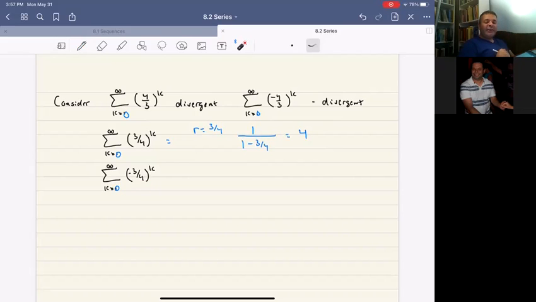Here, our r is actually negative 3/4. So we're going to have to take that into account. 1 plus 3/4 is 7/4. So that's going to be 4/7. Okay? So it's slightly different. And what's going on is that here we have some positive, some negative. It's still going to converge though. Okay?